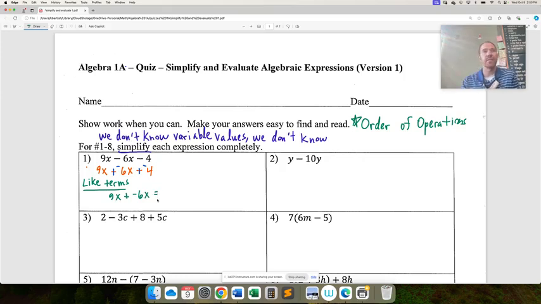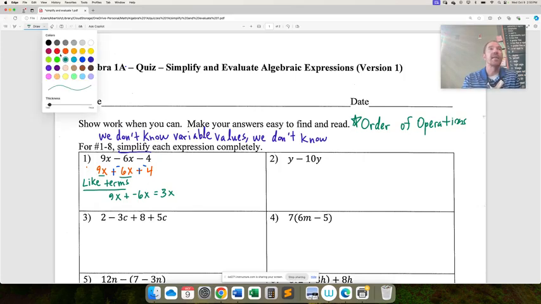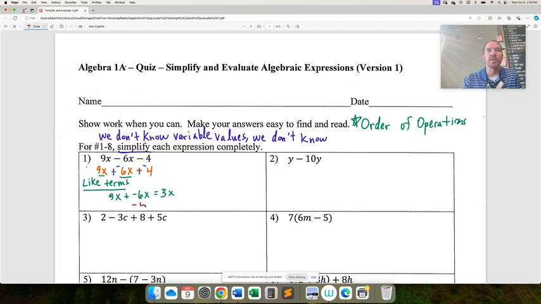But we can take the 9x plus the -6x. And remember, you get to use a calculator here. So if you need to, 9 plus -6, that's a +3. That'd be my xylophones. That's x. So that takes care of the 9x and the -6x. And then the -4 doesn't have any other like terms with it. So a -4 is by itself.